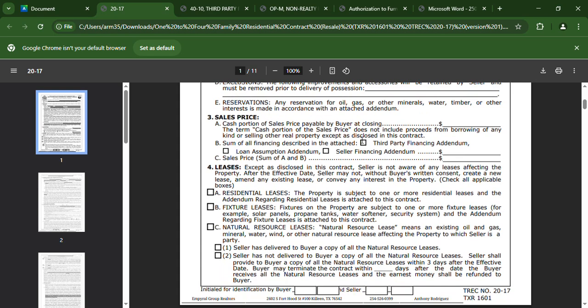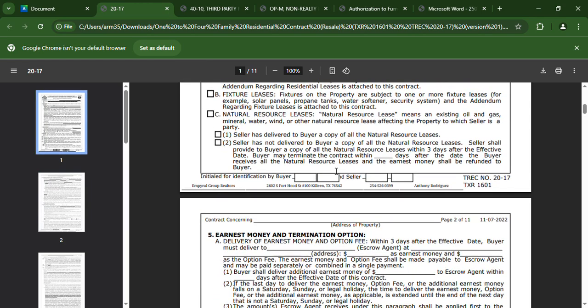Sale price will be using a third-party addendum that will be going here. We're not paying money, so that's 0. This is 100,000, based off of what we decided on for the price, and so these two numbers will be the same. There's no leases, don't need to worry about that. You will need to initial here and here.